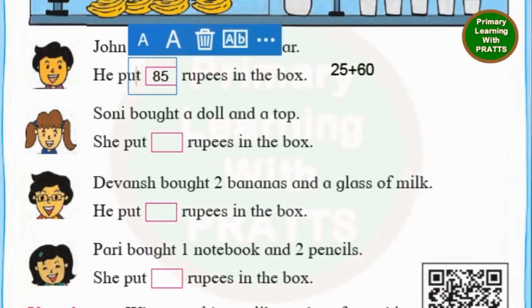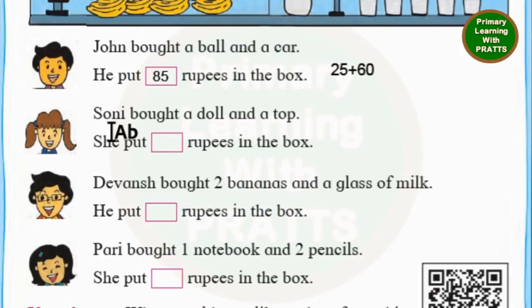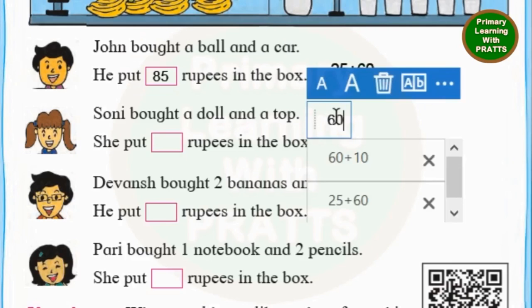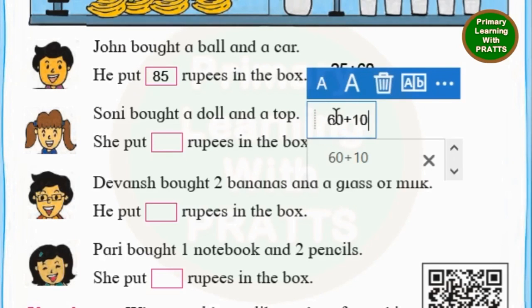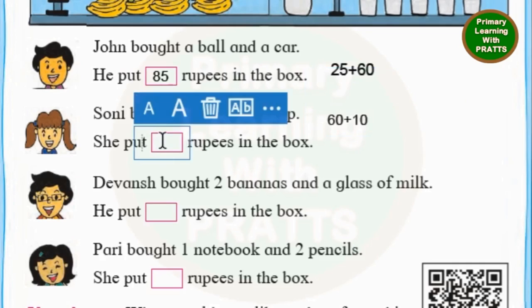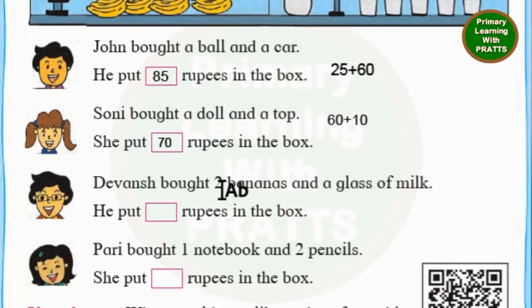Let's continue. Now, Sony bought a doll and a top. So now how much is a doll for? Quickly see in your textbooks. A doll is for rupees 60 and a top is for rupees 10. So 60 plus 10. 60 plus 10 is 70. 60, 70. So we will write 70. She put 70 rupees in the box.